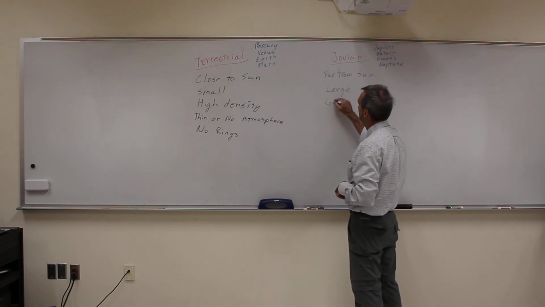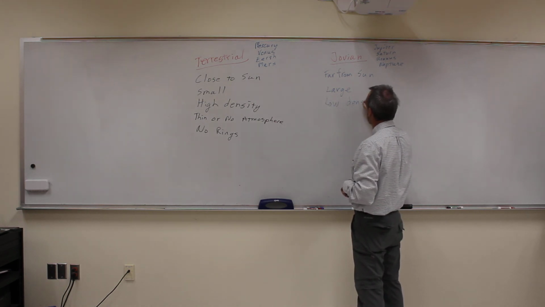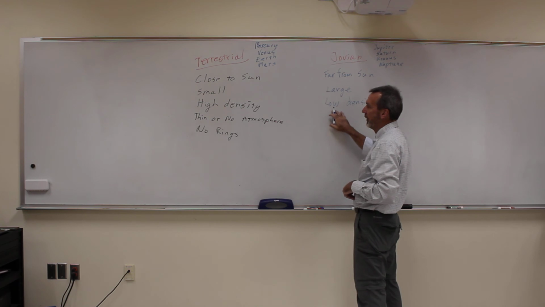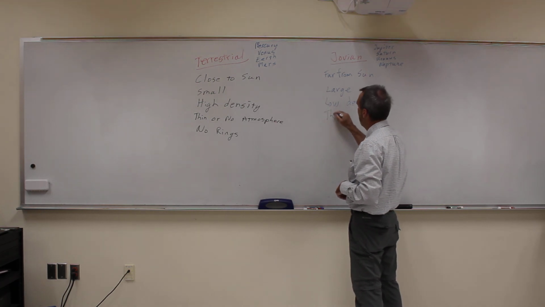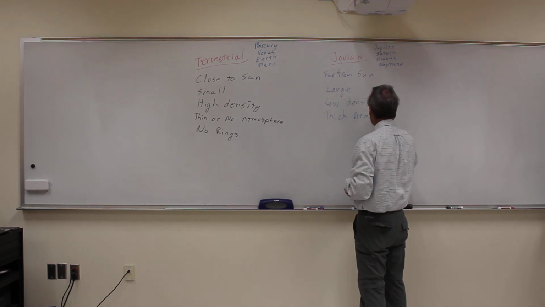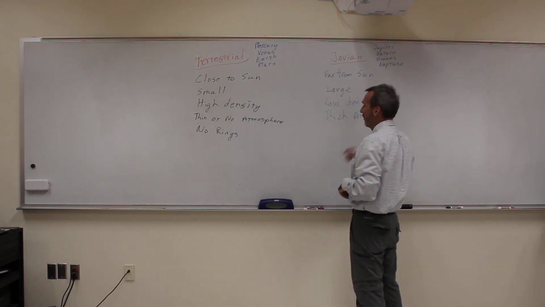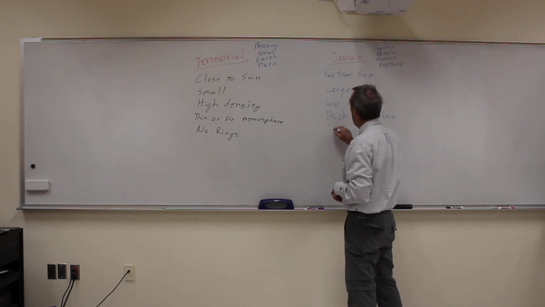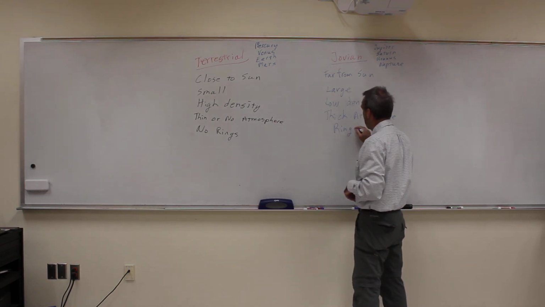They're low density, which means they're mostly made of gas, not made of rock. They have thick atmospheres. In most cases, they're almost all atmosphere. They may have a small rocky core at the center, but it's almost all atmosphere. And all of these have rings.